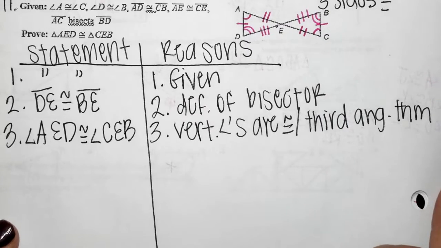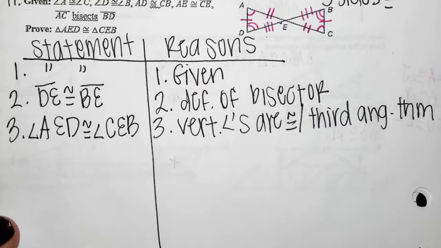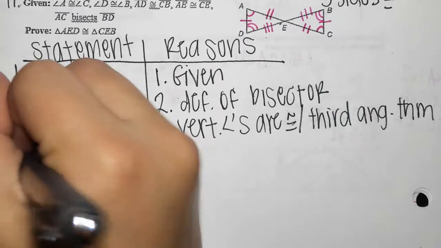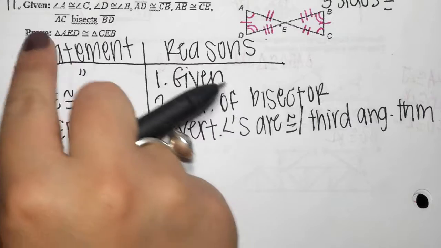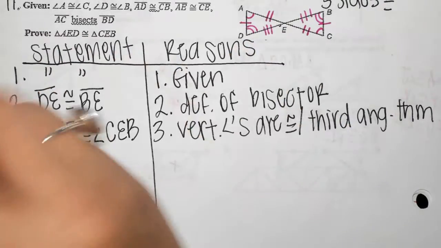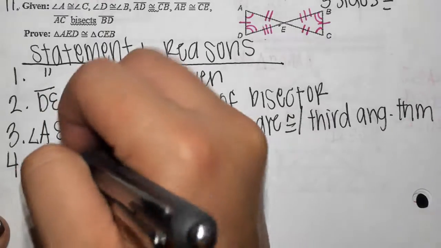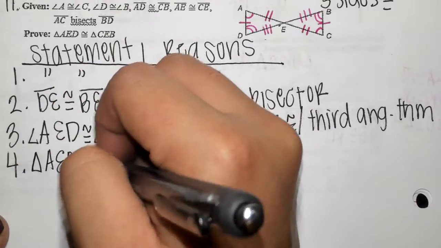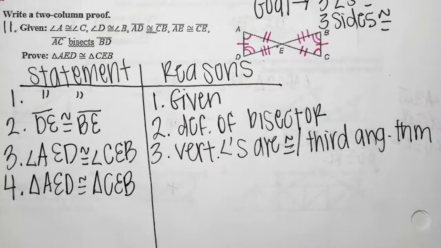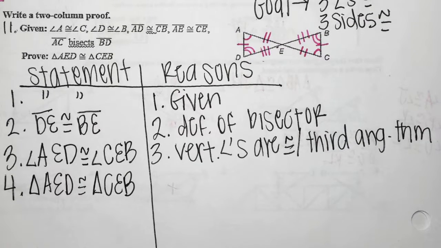Okay, so have we proven all three sides? Have we proven all three angles? Okay, so in conclusion, we're done. So they've put right here, prove. So let's write exactly what they have. Triangle AED is congruent to triangle CEB. But here's the new part. How do I say, well, I know because I proved all three angles and all three sides?